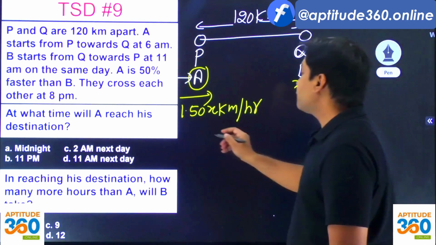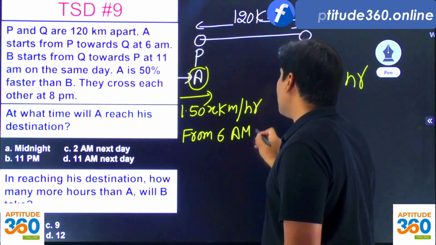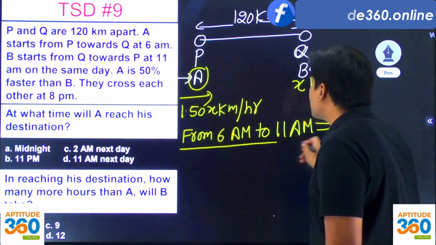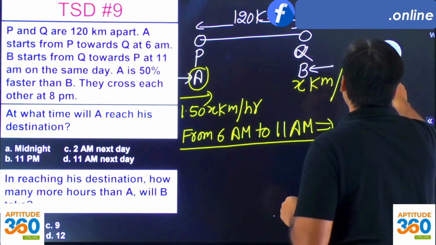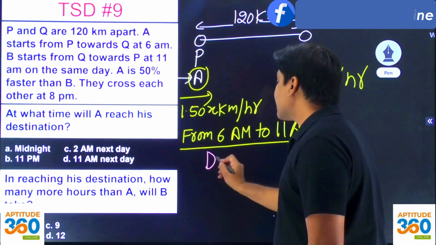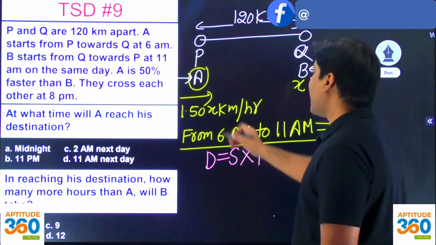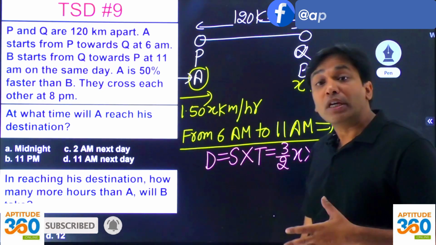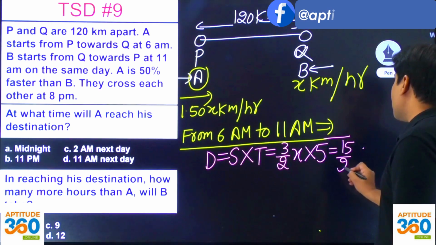Abhi kya hoga? From 6 a.m. to 11 a.m. you will not be using the concept of relative speed. What did I say? In order to use the concept of relative speed, both of the objects must be moving. Abhi yahan pe to 6 baje se leke 11 baje tak to sirf kaun chal raha hai? A chal raha hai. So what is going to be the distance that A will cover in these 5 hours? So distance is speed into time. What is the speed of A that we have assumed? This is 3/2x. And the time is from 6 a.m. to 11 a.m. You have got 5 hours. So this is going to be 15/2x kilometers.